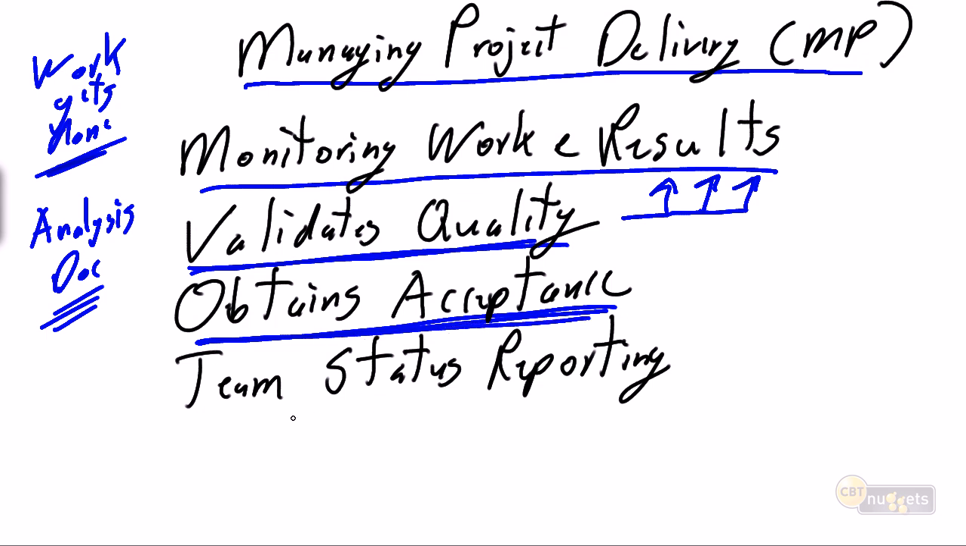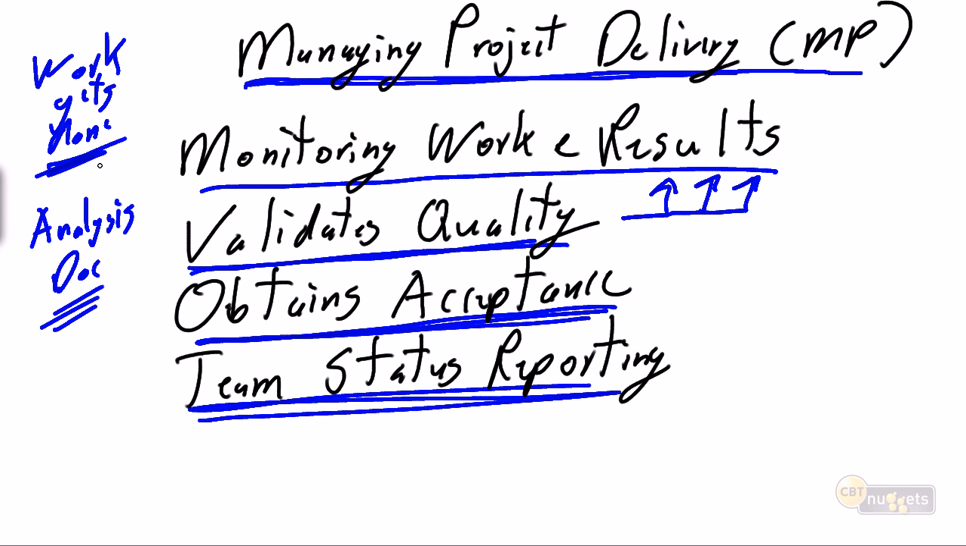And finally, it's getting the information out of the team that we need to control. It's getting the actuals, it's getting the progress, it's getting the status report out of the team who are doing the work so that we can feed that into the previous process, which is controlling the stage. Managing project delivery is all about the team getting the project done.